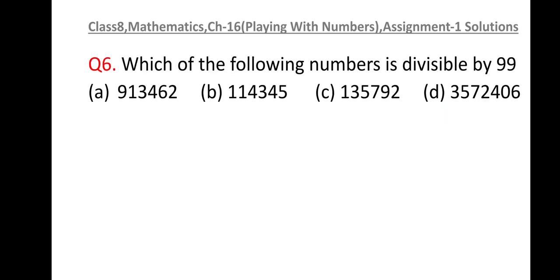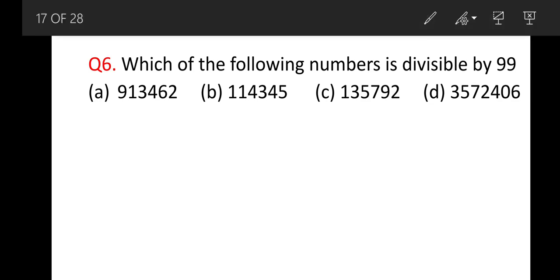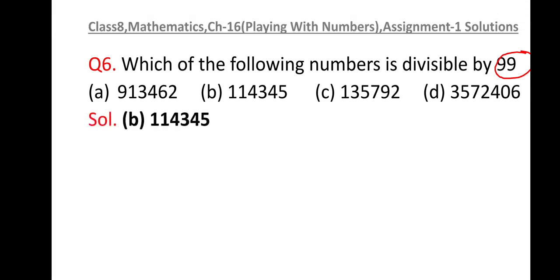Question number 6 says, which of the following numbers is divisible by 99? Now you must be thinking that we have not done the divisibility rule by 99. How will we solve this question? Let us see now. The answer is B option, that is, this is the number given to you in B option. This is the correct answer. How can we say that this is the correct answer?